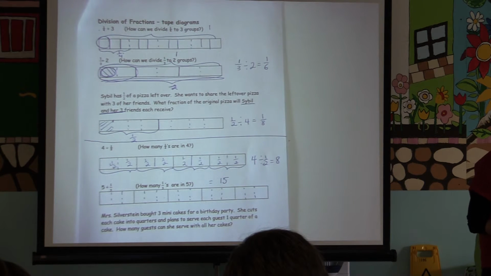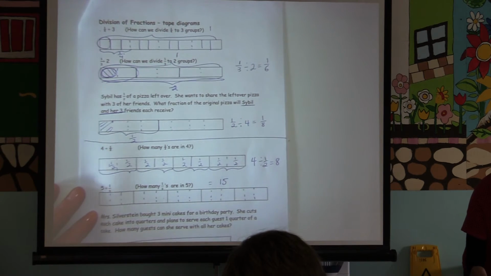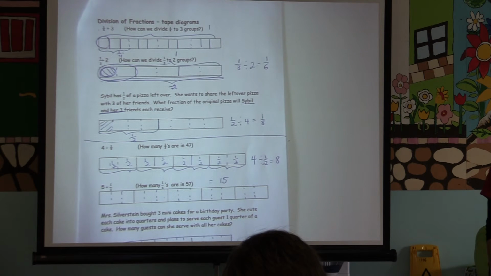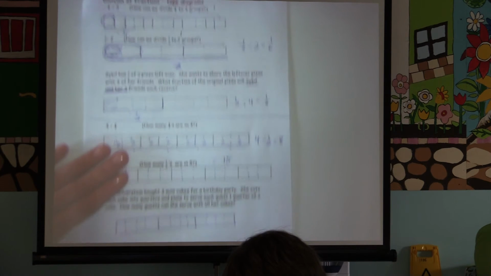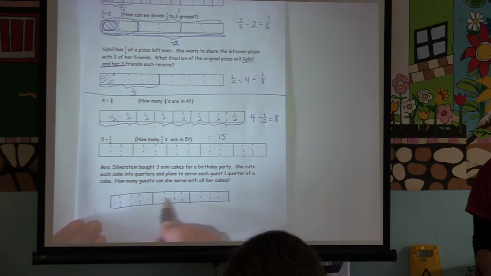We don't ask kids to draw pictures of the story, we ask them to represent it. So I'm not going to draw 3 lovely little round pink cakes. I'm going to draw the cake diagram. So I have my 3, and she cuts them into quarters. How many does she have? 12. Well, she has 1, 2, 3, 4, 5, 6, 7, 8, 9, 10, 11, 12. So 3 divided by 1/4 equals 12.